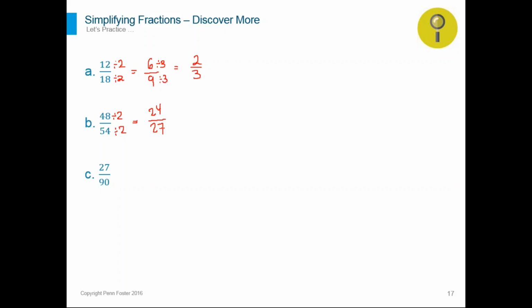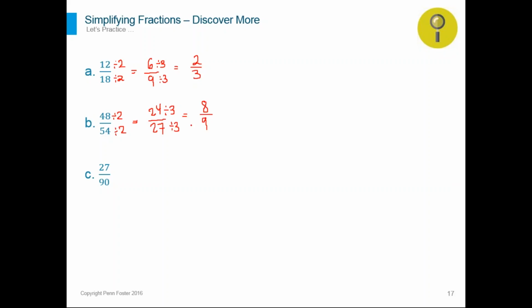Okay, 24 and 27, they are not even numbers, so I'm not going to think about the 2. But I know something about the multiples of 3. 24 is a multiple of 3 and 27 is a multiple of 3. Then 3 is again a common factor. Divide over 3 and divide over 3. 24 over 3 will give you 8 on the top, and 27 over 3 will give you 9.